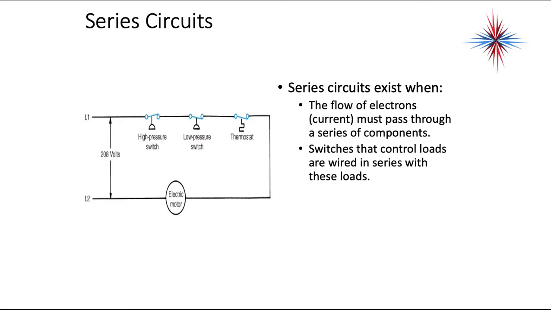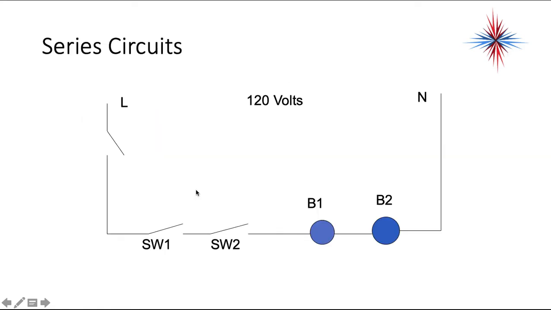A series circuit exists when the flow of electrons must pass through a series of components. Switches that control loads are wired in series with these loads. So if we have a load that's an electric motor, every switching device that controls that load is wired in series. It's a single path for electricity to flow.